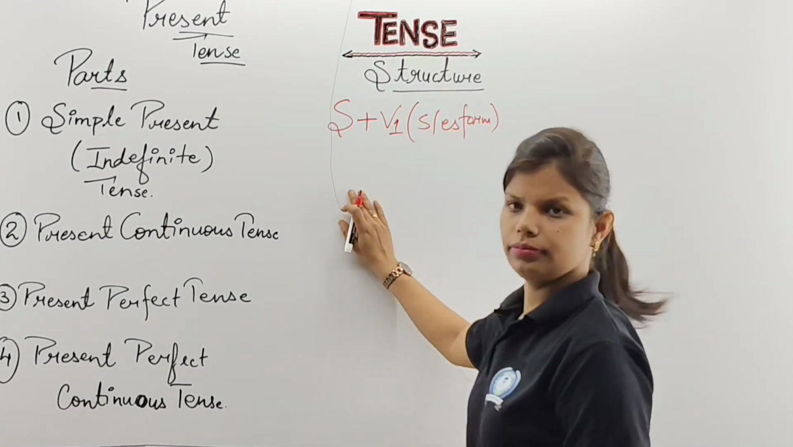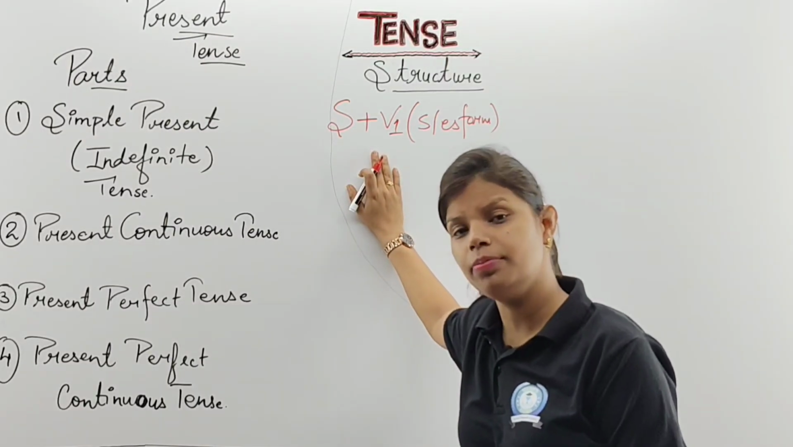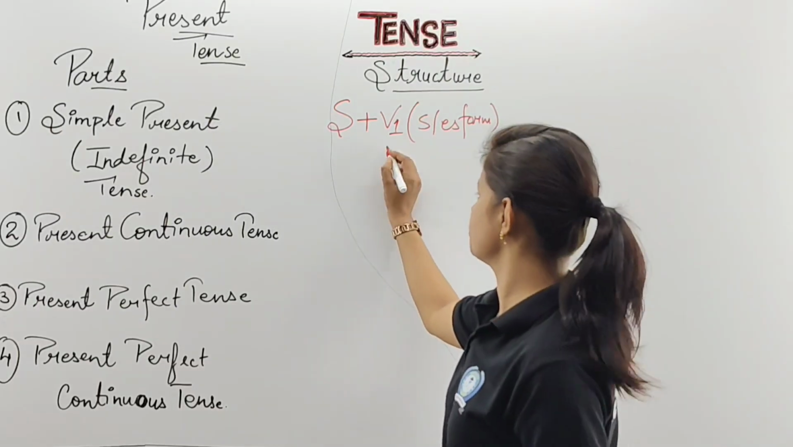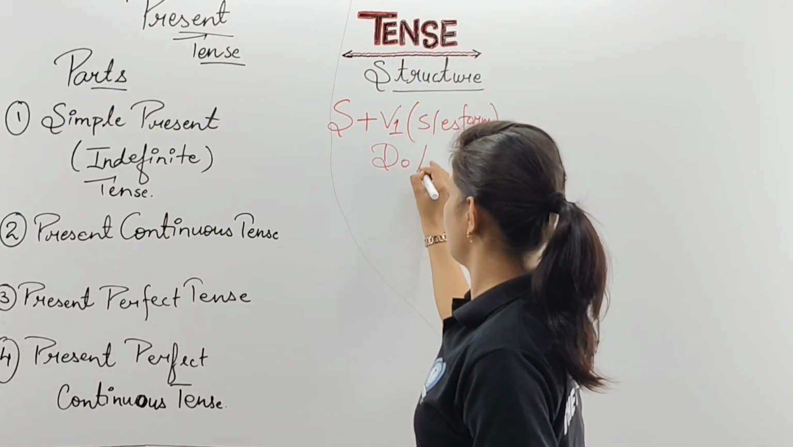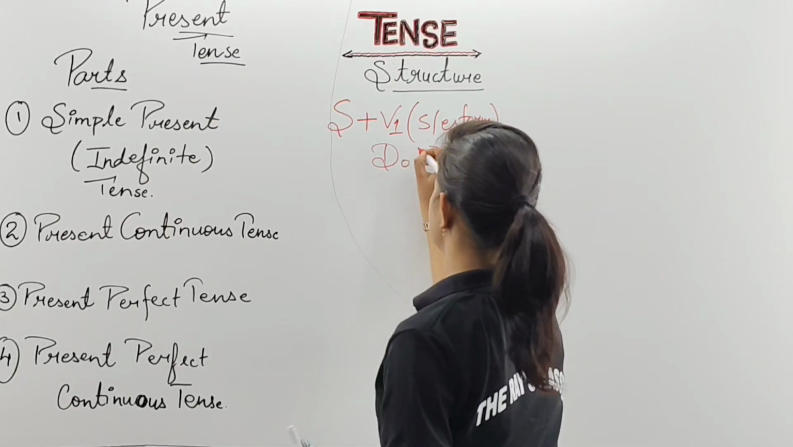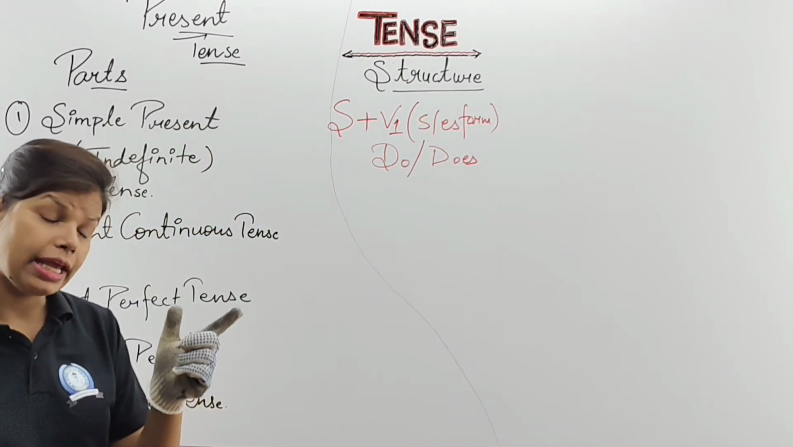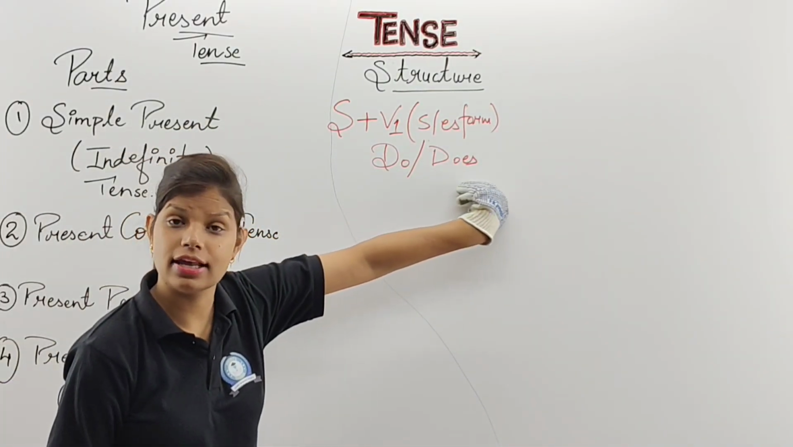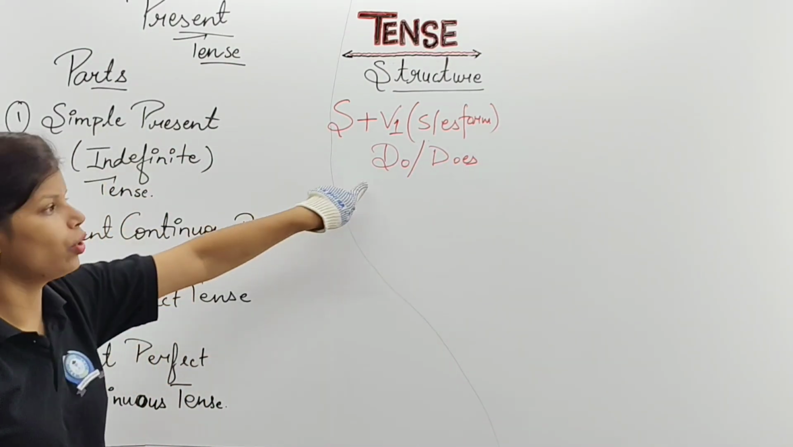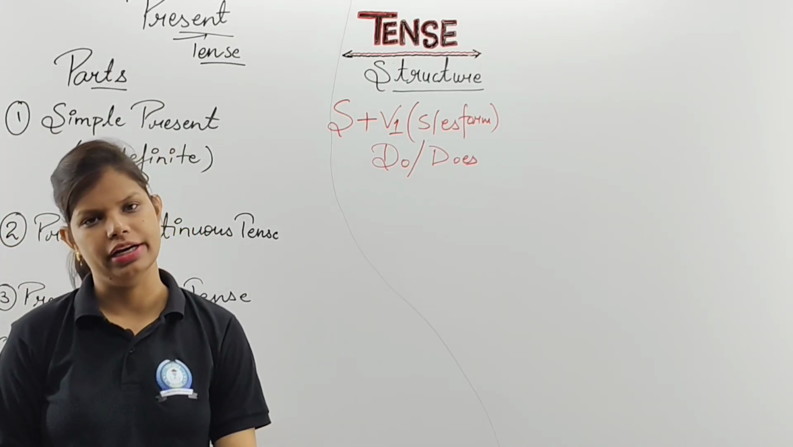Clear? Understood? Apart from this, in this sentence, what can we use as a helping verb? Do or does. What type of helping verb are we going to use here? We are going to use do or does. Make sure. Clear? That means if anywhere you see do or does as a helping verb, children, just recall and switch yourself to this point: do or does is always used in simple present tense or indefinite tense. That's all.